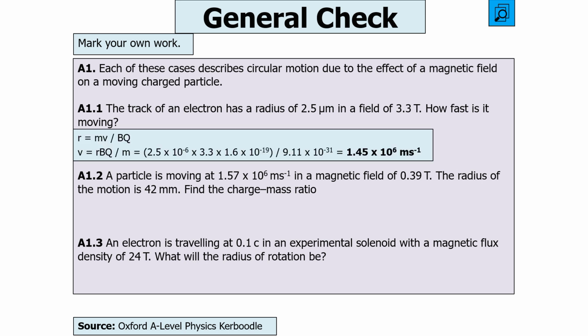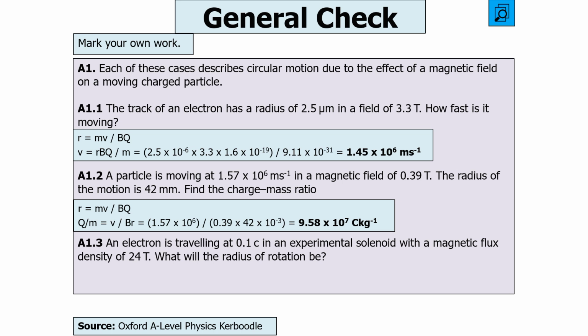rearrange, make v the subject. Micro turns into just meters by times 10 to the minus 6. Pop in all the values. You know the charge of an electron, 1.6 times 10 to the minus 19. You know the mass of an electron, given to you on the equation sheet, 9.11 times 10 to the minus 31 kilograms. So you get out 1.54 times 10 to the 6 meters per second.